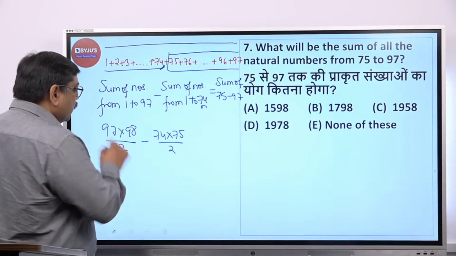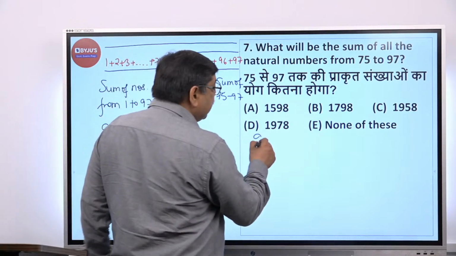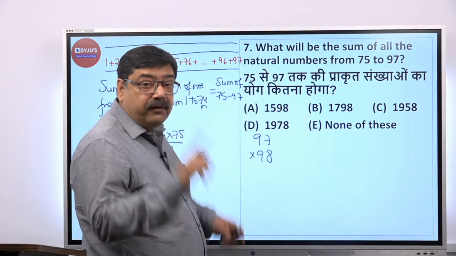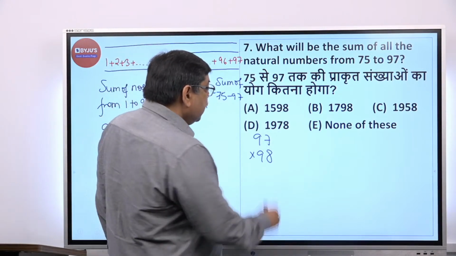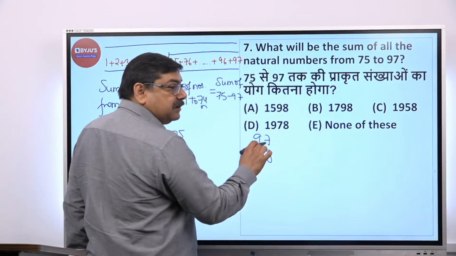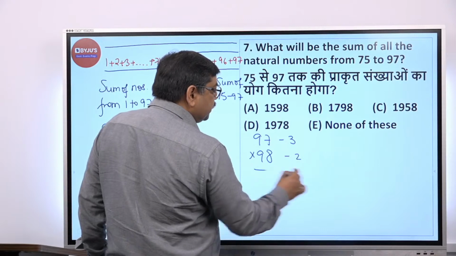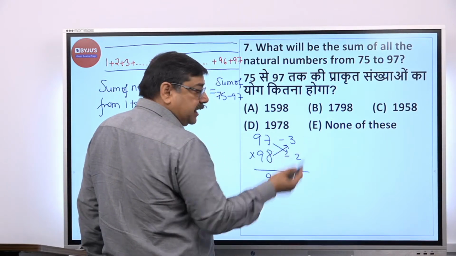All right. So what would this become? 97 into 98. If you remember, I had already taught you in the speed maths class, 97 into 98, the very first class, which you would find at the end of the playlists also, the very last class. So subtraction, subtract 100 from each of these. So this is minus 3 and this is minus 2. So 97 minus 2 is 95 or 98 minus 3, either of these.